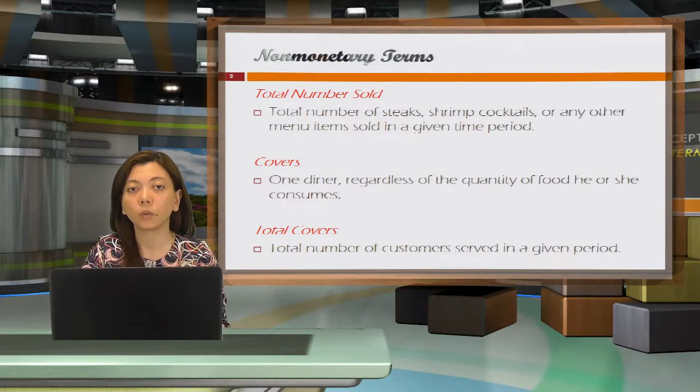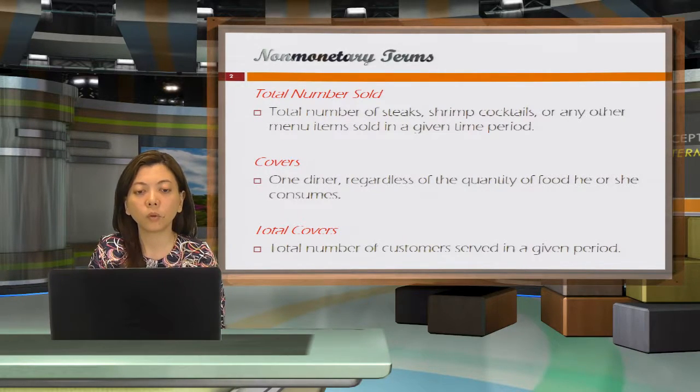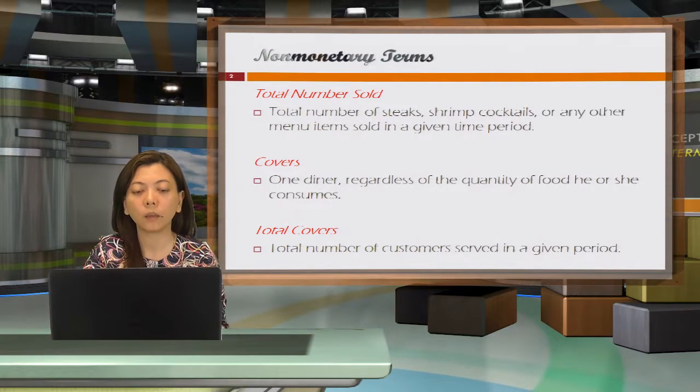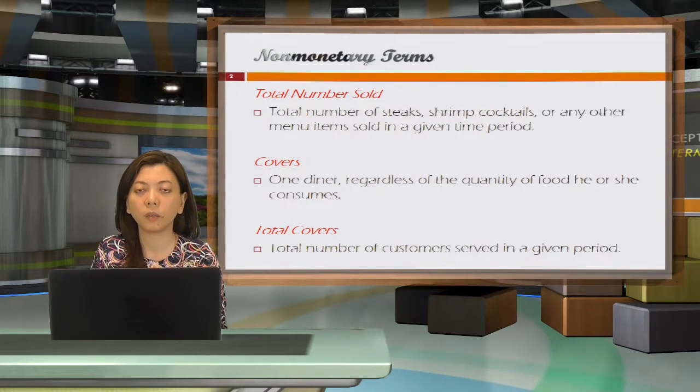Okay, you have to calculate the total number of that particular item. And then there's also how you want to measure the performance, which is by calculating the number of covers. So number of covers here is referring to number of pax, meaning how many customers patronize your restaurant in a day, in a month, in a week, for example. And the total covers is actually the total number of customers served in a given period of time.